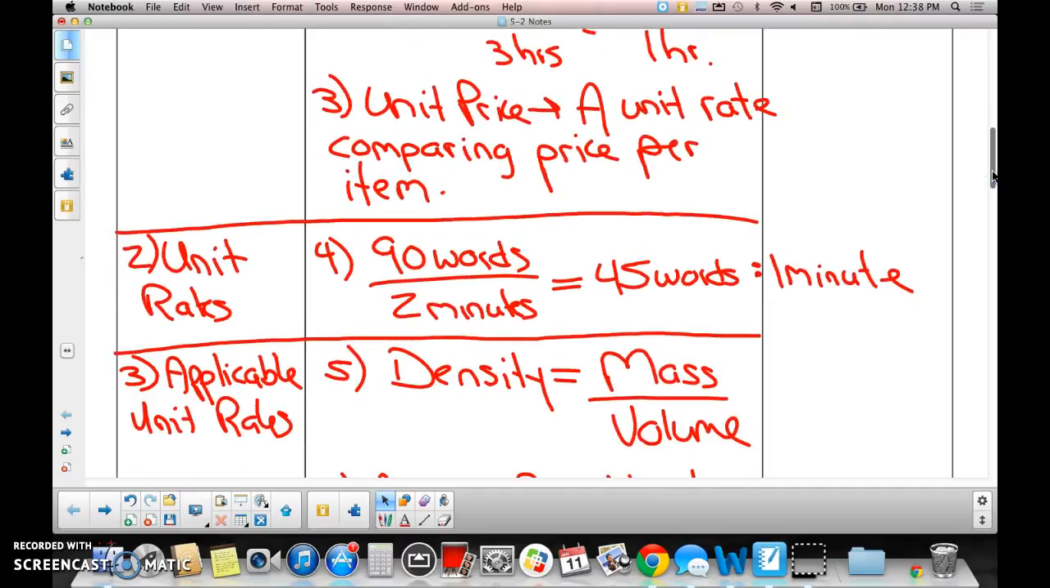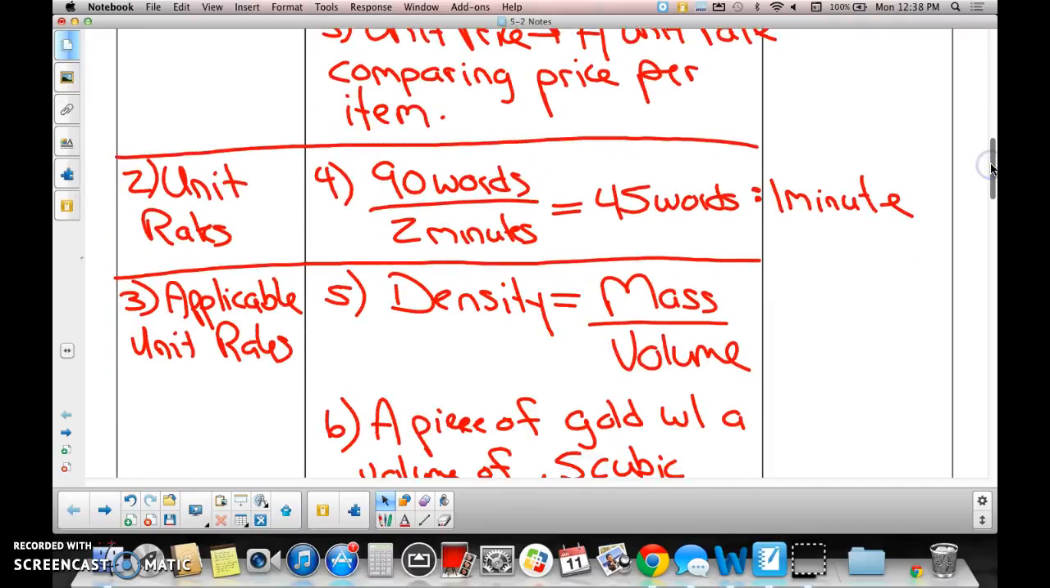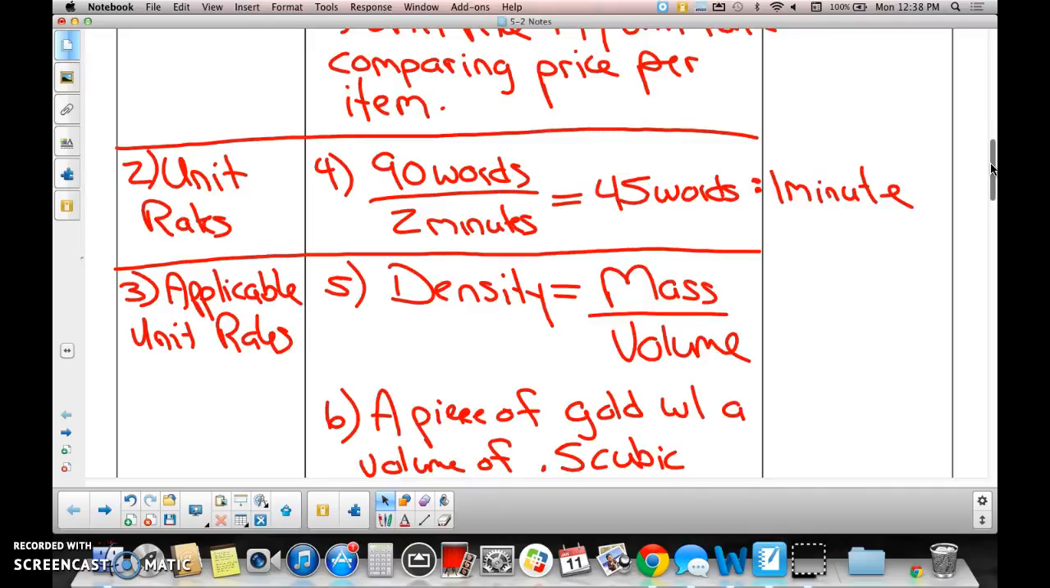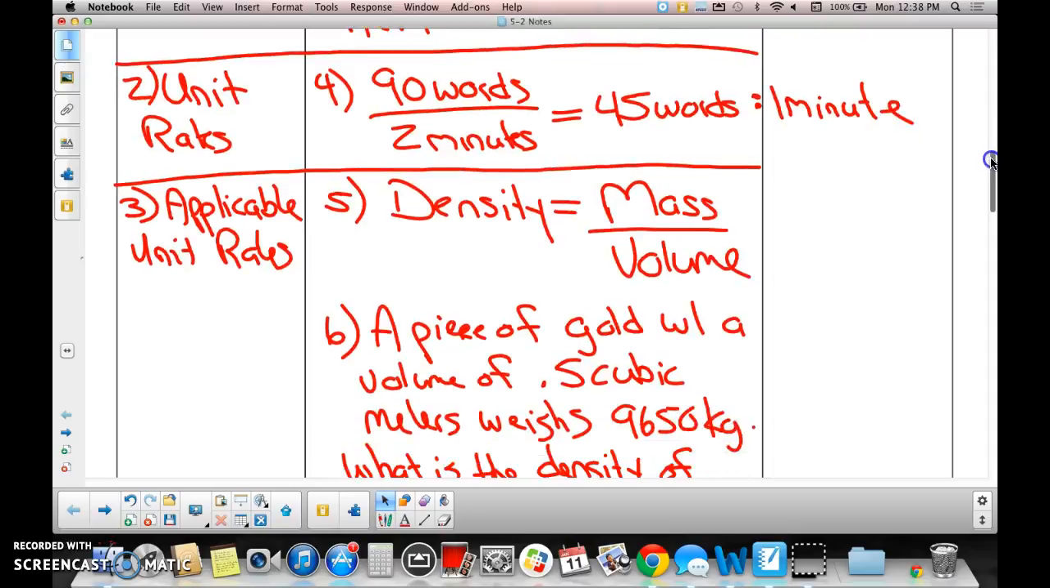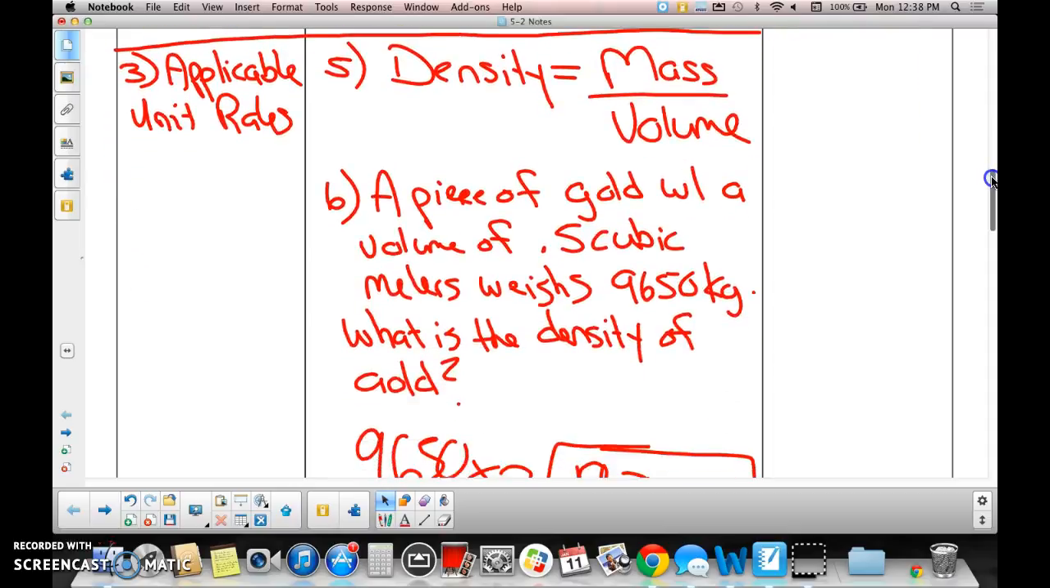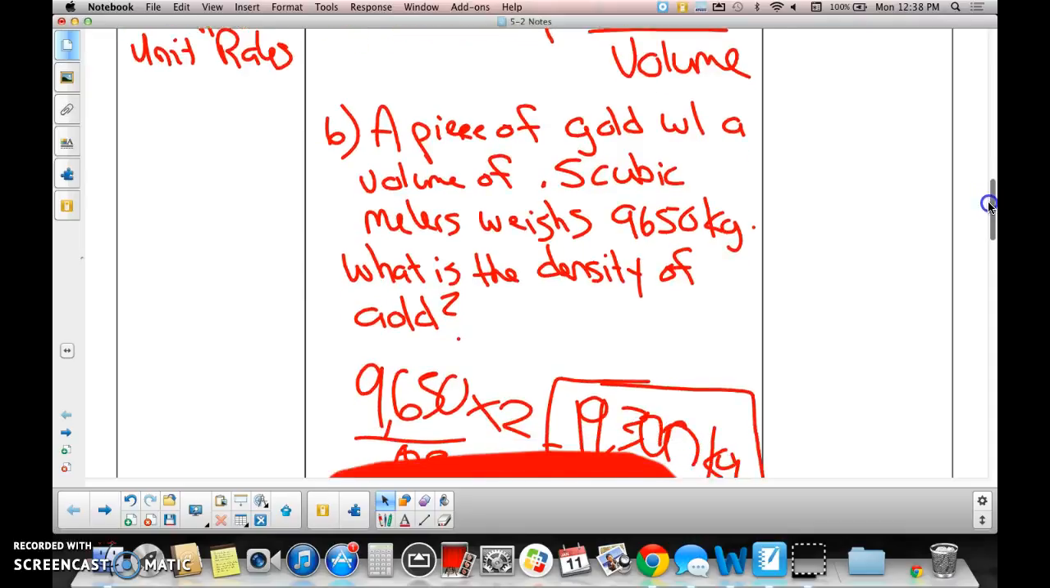Example number 2, unit rates. Density, what's the formula for density? D equals mass over volume. So density is mass over volume, or D equals M over V. And we use density to solve a unit rate for gold, as you can see here in number 6.